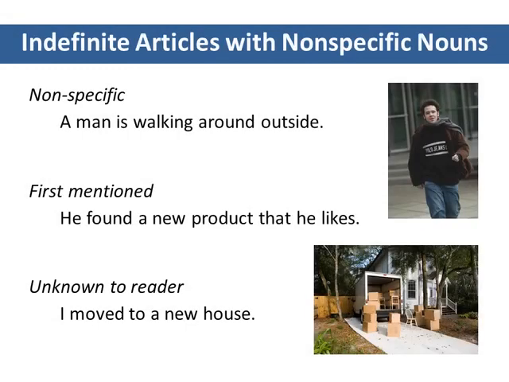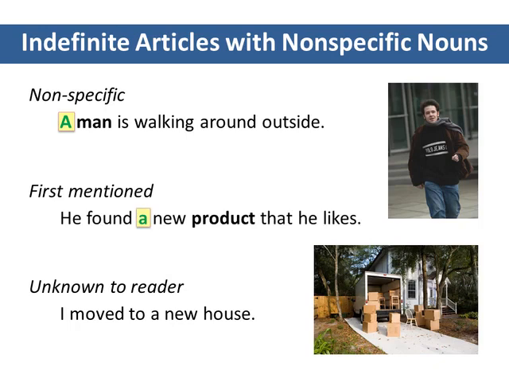Use an indefinite article with a nonspecific singular count noun when the noun doesn't refer to something specific. A man is walking around outside. We don't know who the man is. The noun is first mentioned. He found a new product that he likes. This is the first time I am telling you about the product. The noun is unknown to the reader. I moved to a new house. The writer knows which house, but the reader doesn't.